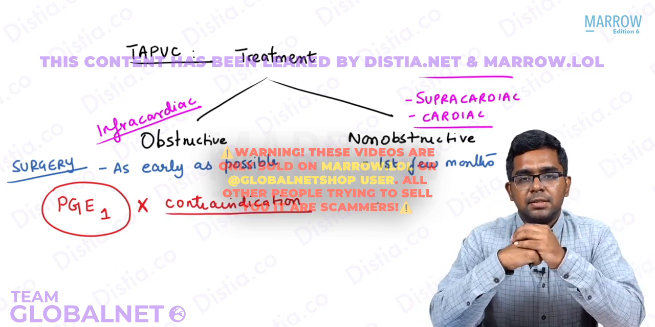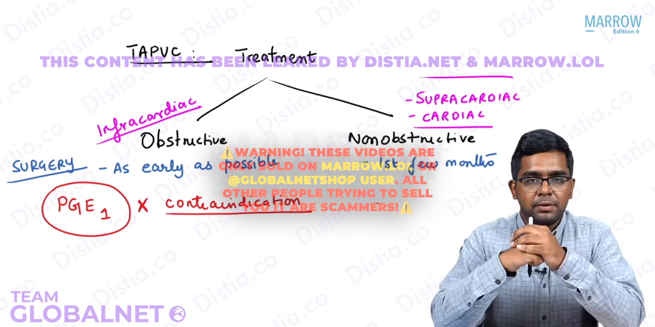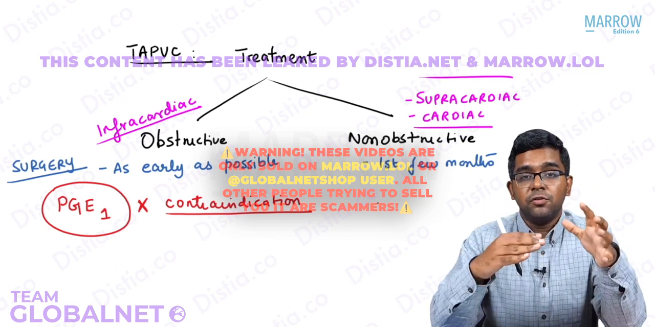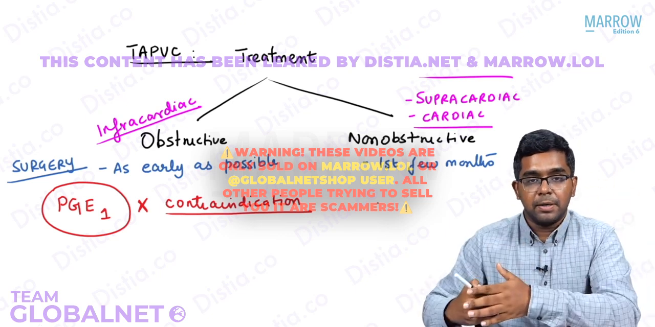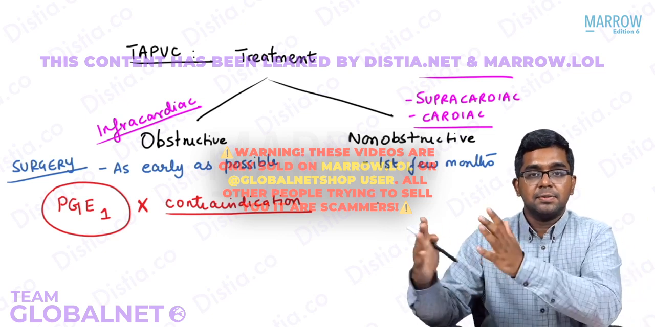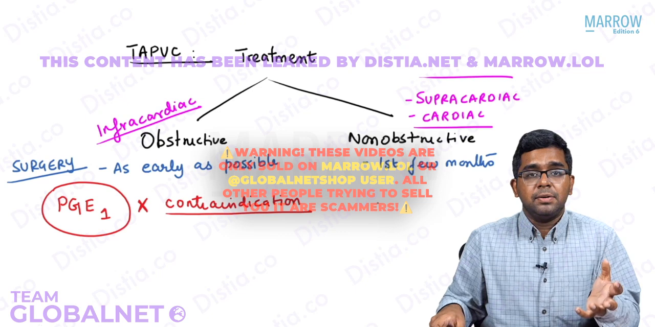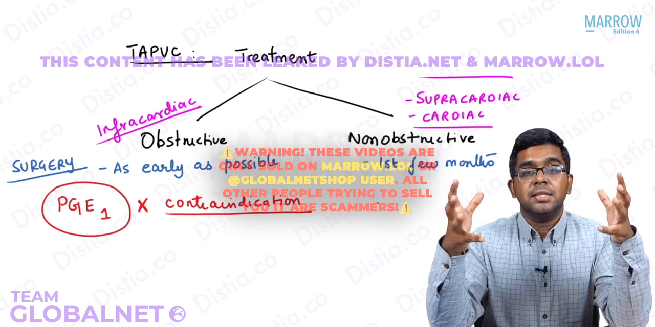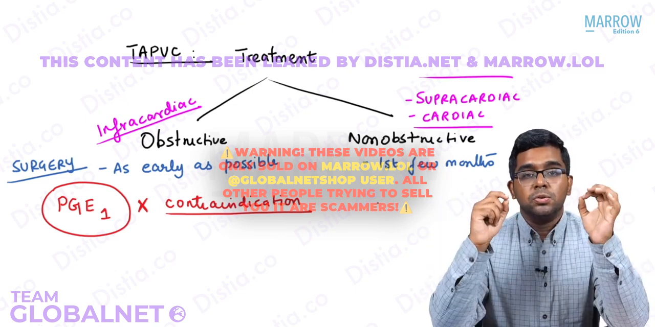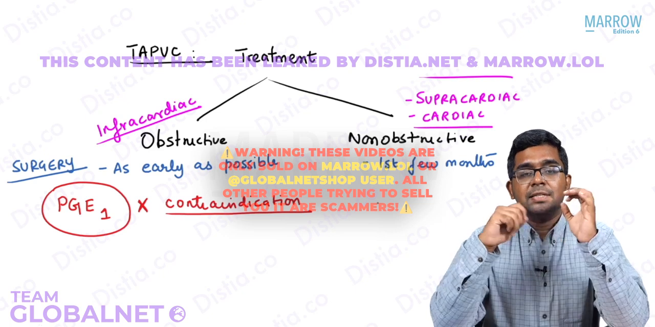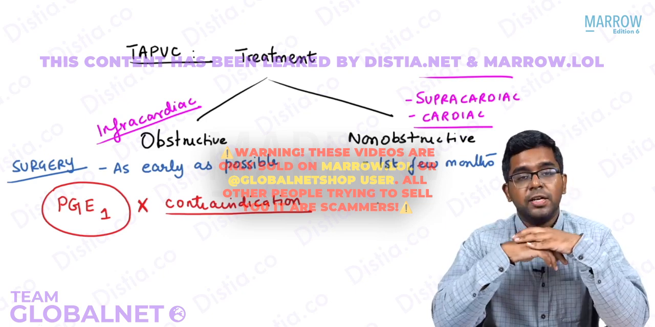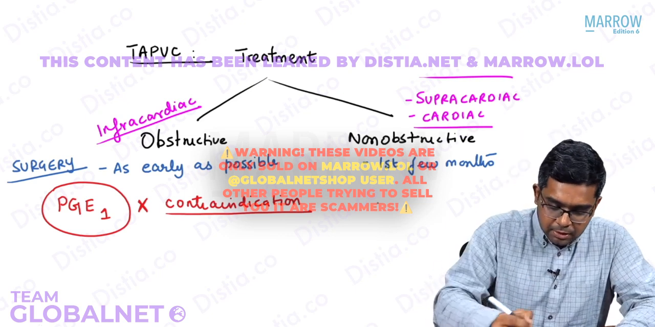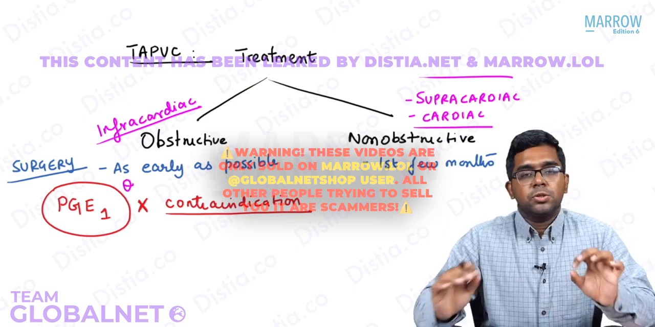The simple reason is, if you give PGE1, the ductus will be open, right? When the ductus opens, what will happen? There will be further inflow of blood from the aorta into the pulmonary artery, later into the lungs as well as the pulmonary veins. But you know that the pulmonary veins are already getting congested, right? So what happens? It will further increase the congestion inside the lungs due to obstruction. So that is why PGE1 infusion is absolutely contraindicated in case of infracardiac or the obstructive variety of TAPVC. I hope this point is clear, and this has been asked in one of the competitive exams. So you should make a note of it.